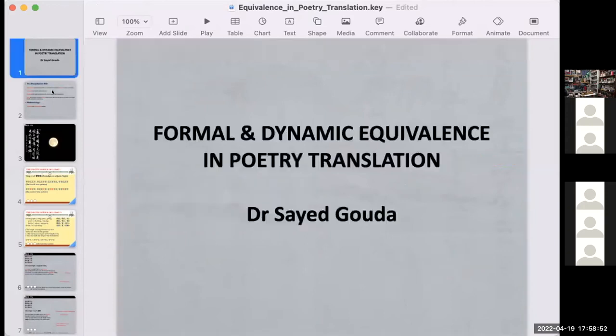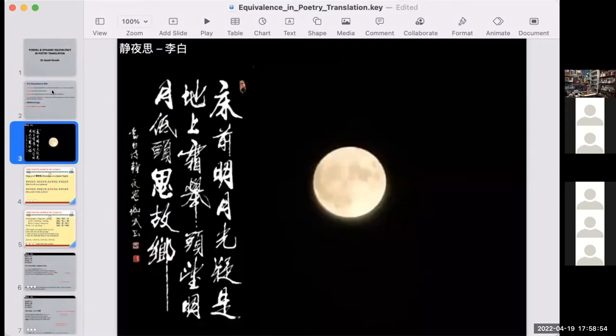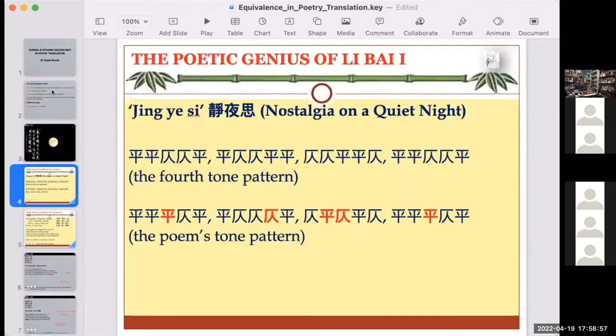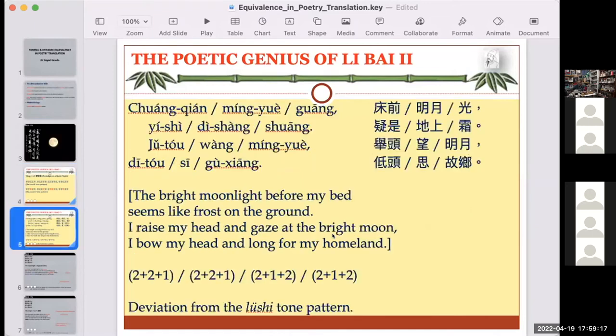Okay, let me show you the few previous slides. This is the poem. I would analyze the poem as a fourth tone pattern, right? And this is what the changes he did. But I don't think he followed a certain rule. He just did it according to his own whim, his own poetic whim. And this is the poem. Okay, so this is the poem here.